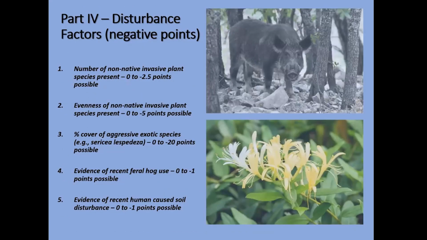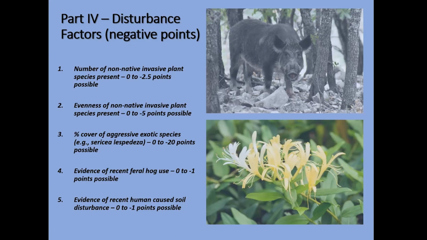So for the fourth component, we look at disturbance factors, and these are going to result in negative points. This can take away almost 1/3 of the score. These would include aggressive non-native species and any other factors that are degrading the site. For instance, here you can see evidence of feral hog damage, because in Missouri, feral hog damage is a big concern, especially to these intact sites.